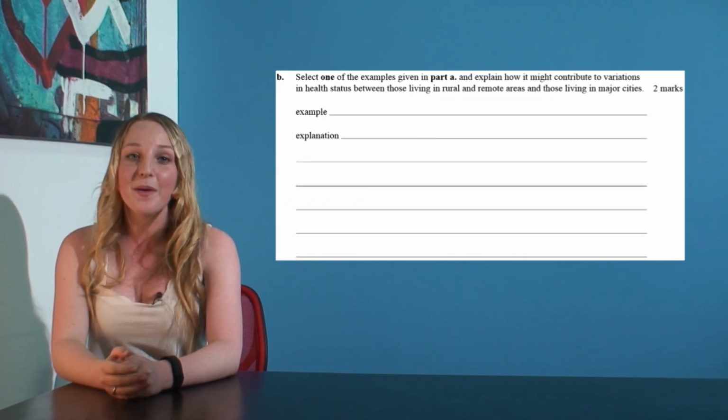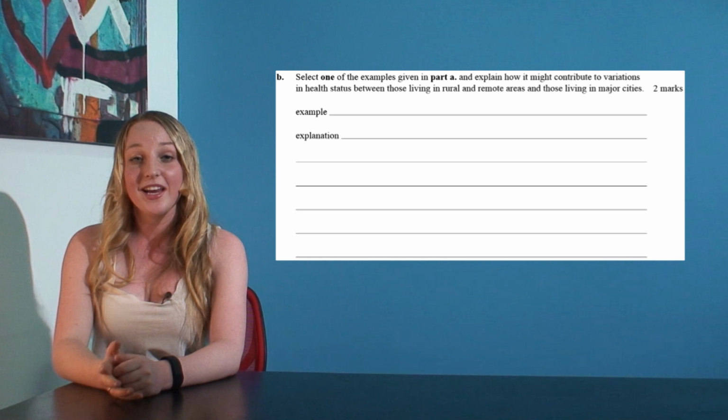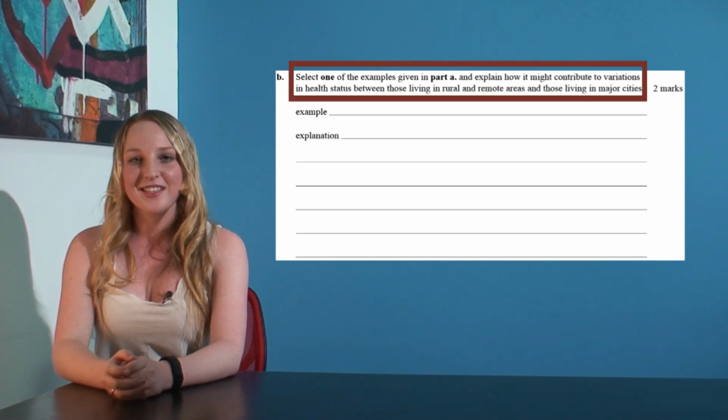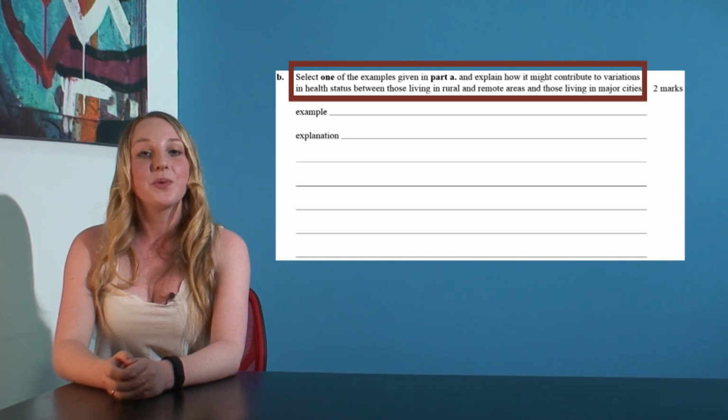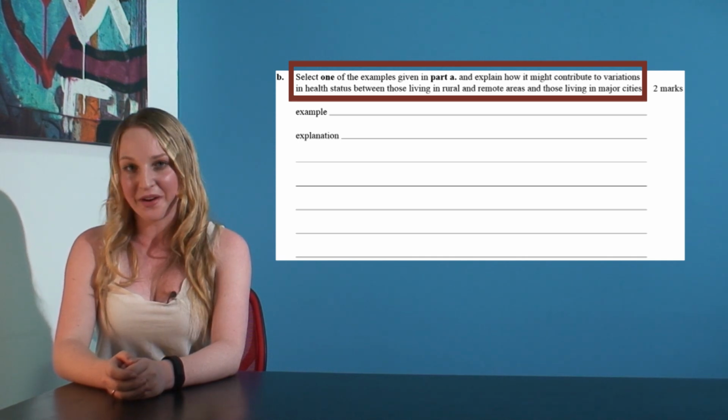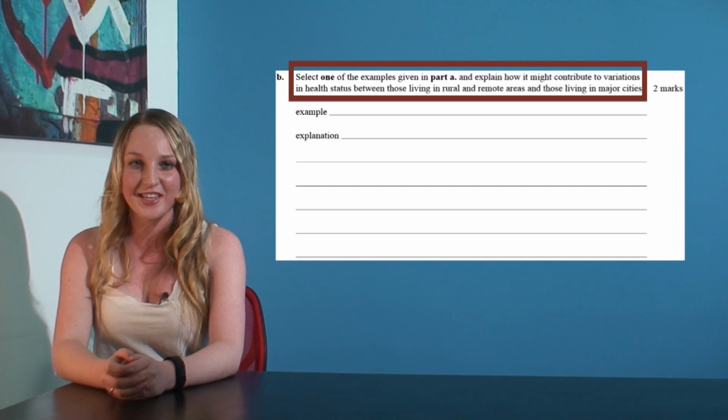Let's now look at part B of that question. It asked, select one of the examples given in part A and explain how it might contribute to variations in health status between those living in rural and remote areas and those living in major cities.